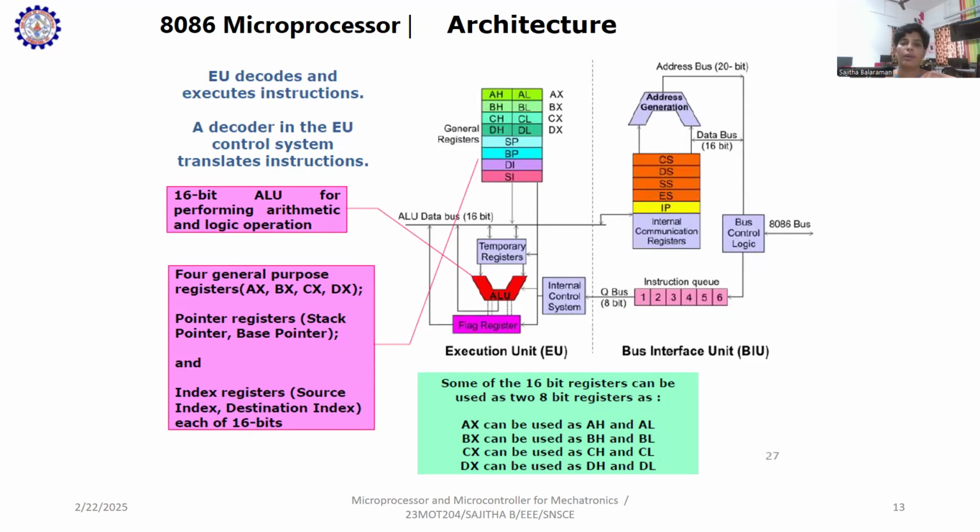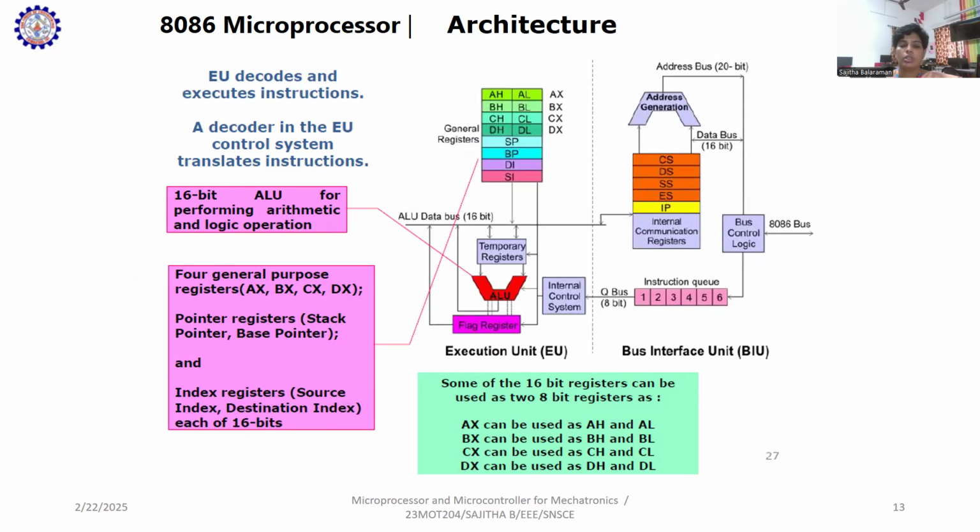AL is the lower order byte and AH stands for the higher order byte. Likewise, BX, CX, and DX can be split into two 8-bit registers: BL and BH, CL and CH, and DL and DH. The index registers such as the source index and the destination index are all 16-bit registers, and they are used during the memory addressing. They are also the offset address.